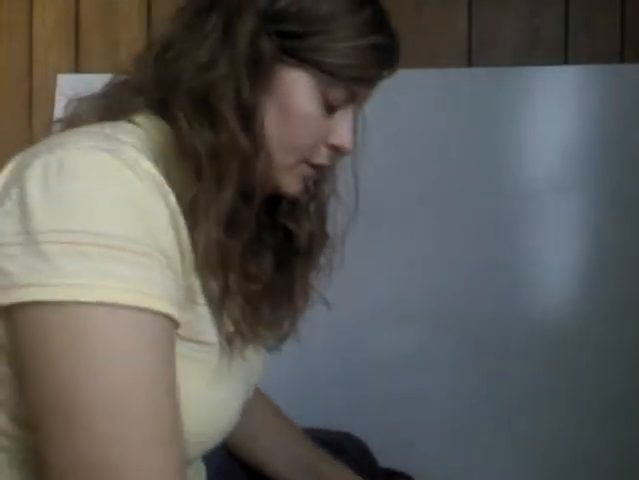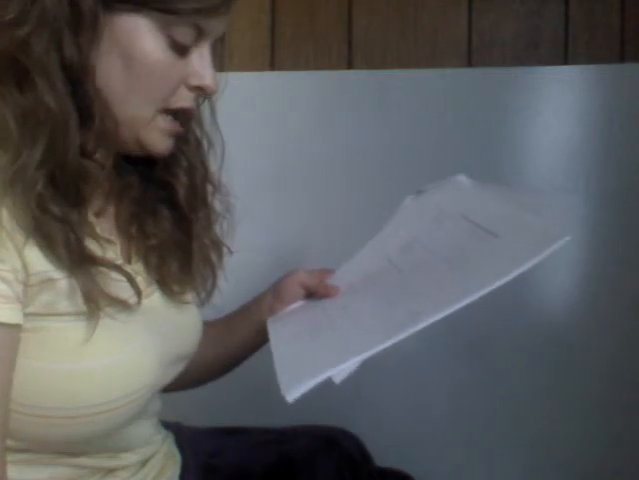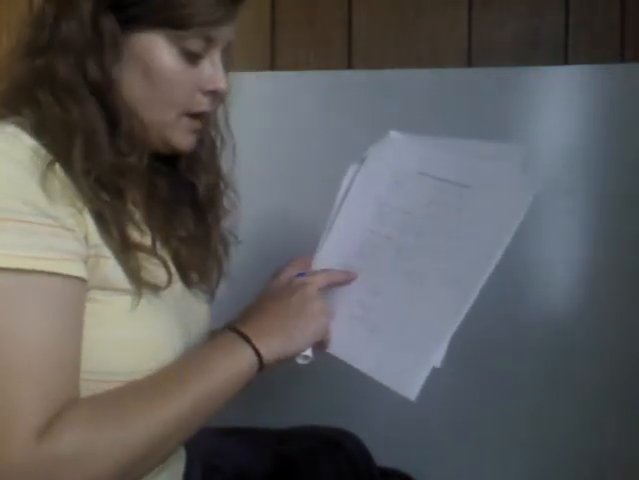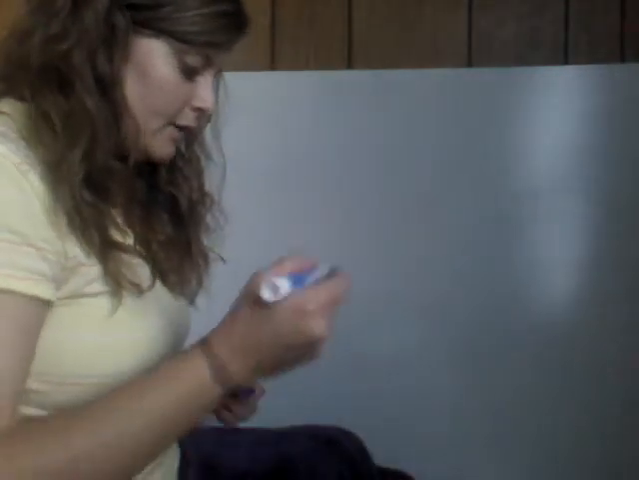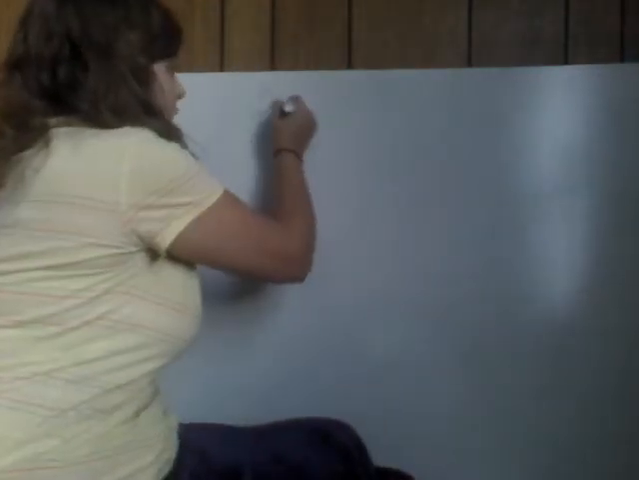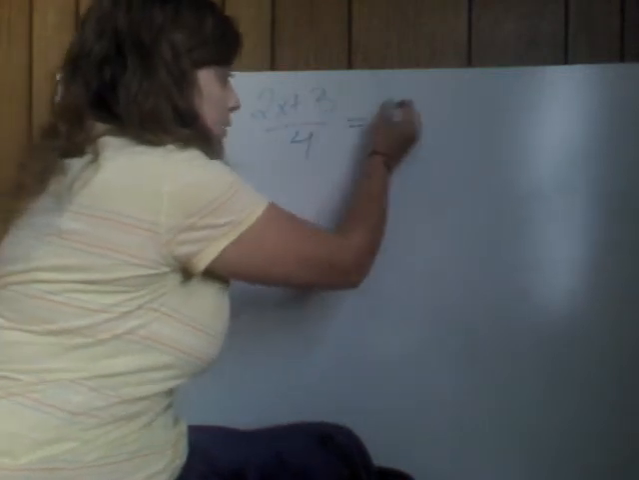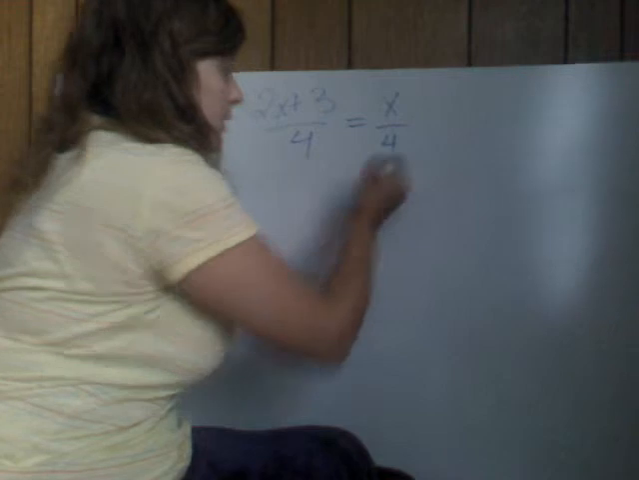Alright, so number 4, and again we're still on page 3. It's the quantity 2x plus 3, even though there's no parentheses, because that's all together, totally as a group, divided by 4, I can say quantity, is equal to x divided by 4. So I'm going to write that out as 2x plus 3 divided by 4 is equal to x divided by 4.